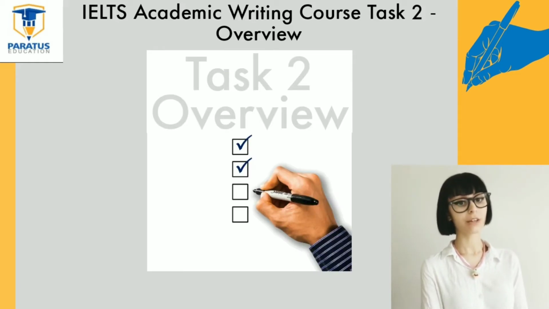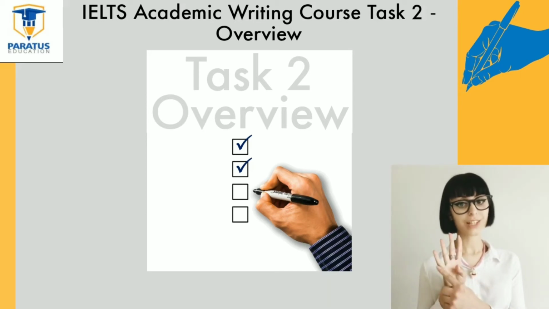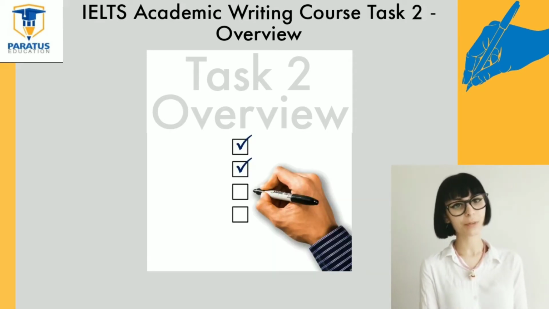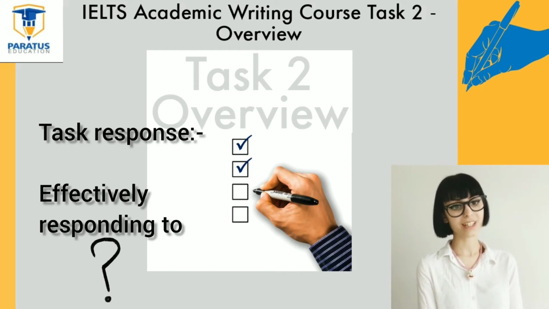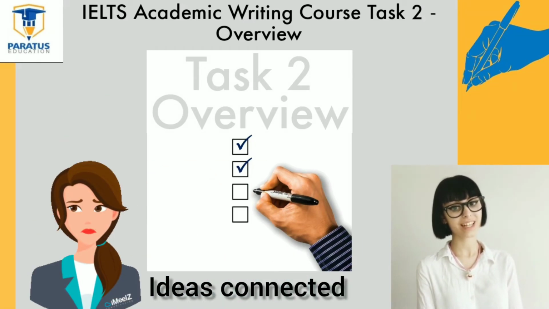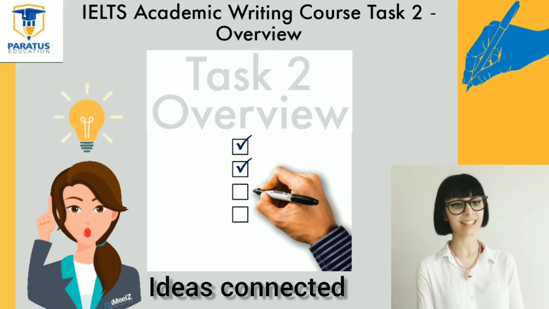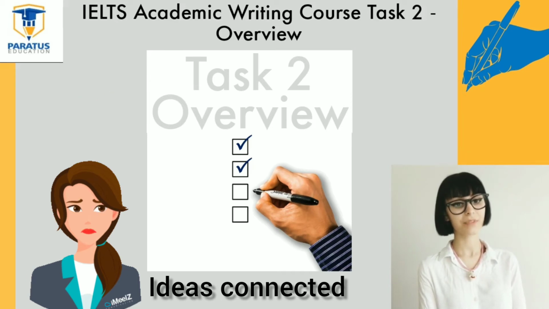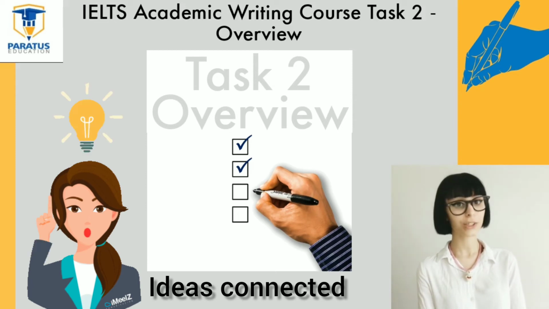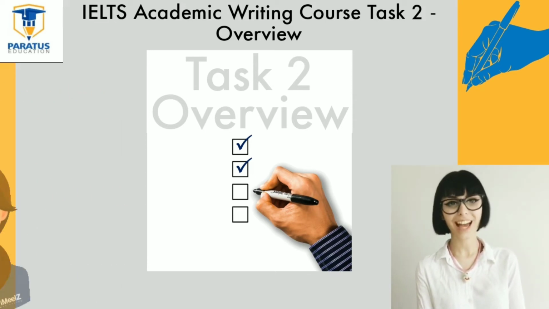You'll be marked using 4 criteria, which are as follows: task response, cohesion and coherence, grammatical range and accuracy, and lexical resources. Let's look at these in a little bit more detail. Task response focuses on how effectively you respond to the question. Cohesion and coherence refers to how well your ideas are connected together, from sentence to sentence and paragraph to paragraph, and whether your ideas are well organized and easily understood. The examiner will be looking for well-sequenced information, correct use of paragraphing, and a range of cohesive devices. We'll look at that in more detail.